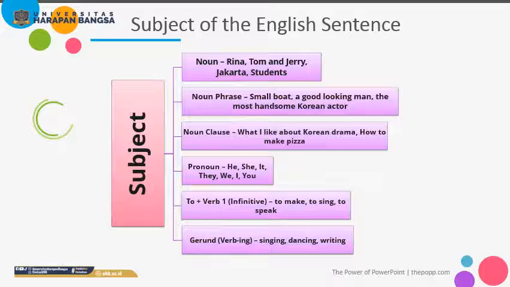For example, singing, dancing, writing, smoking, thinking. For example, dancing makes me happy. Makes is the verb, while dancing is the subject.